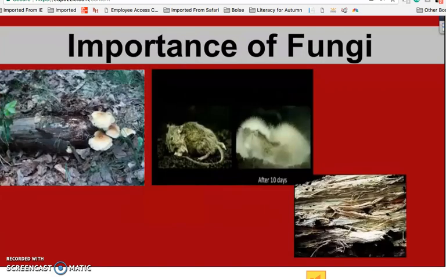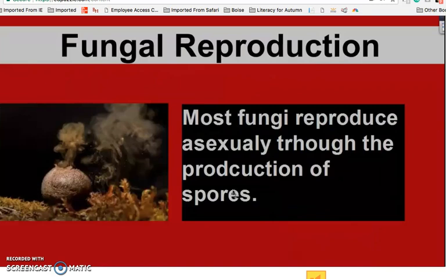Okay, and as far as reproduction goes, we can see here this fungus. It's called a puffball, I believe, because when it opens up, it puffs out all this powder, and this powder is actually little tiny spores. So instead of using seeds, like plants would use seeds to disperse their offspring, so to speak, fungi don't use seeds, but they use spores.